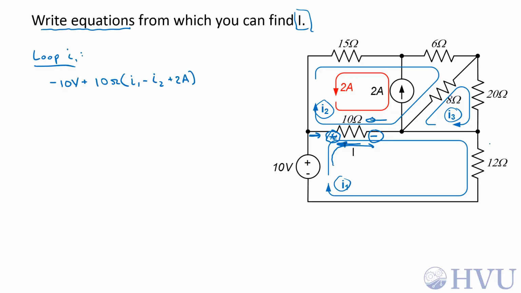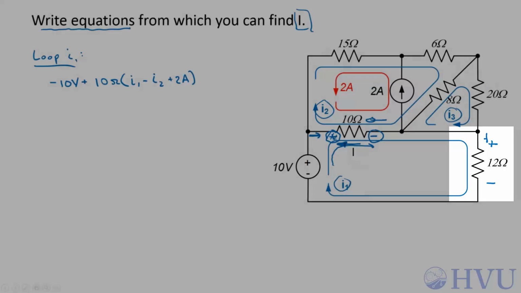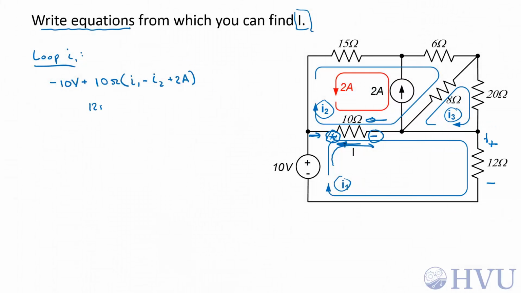Next, I go through the 12 ohm resistor. This will be my sign convention. The mesh current that I'm following will enter the positive terminal. So the resistance is 12 ohms times the sum of the mesh currents through that resistor. The only one going through that resistor is I1, so that sums to 0.